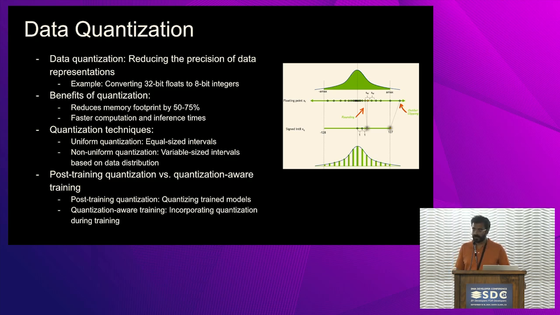Let's begin with the first one, data quantization. In very simple terms, all your machine learning parameters are represented by 32-bit float numbers. We want to convert those float numbers into smaller representations. How small can you go? You can go to 1 bit actually.